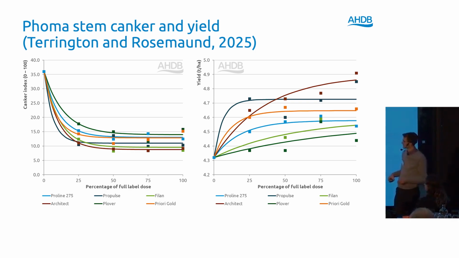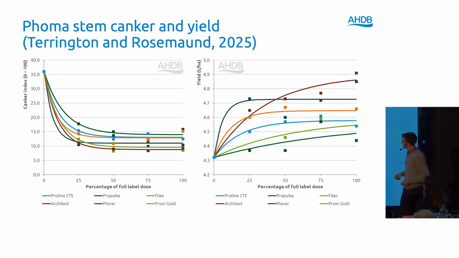They've given a high level of efficacy against phoma stem canker. So two SDHI-based chemistries: the Propulse, the fluopyram co-form, and then the straight boscalid in the Filan. And then the very bottom line is the pyraclostrobin-based chemistry, the Architect.